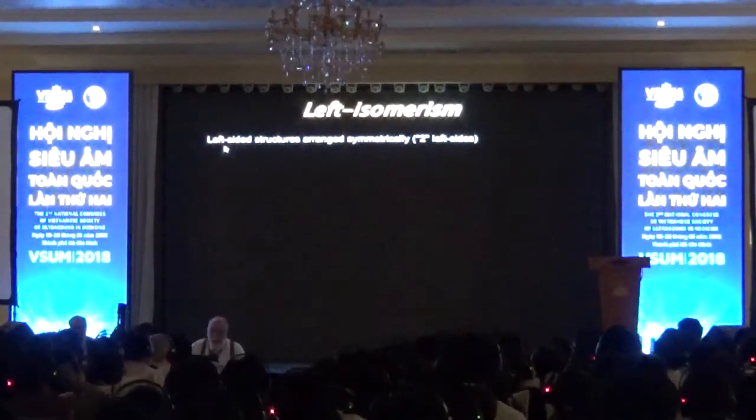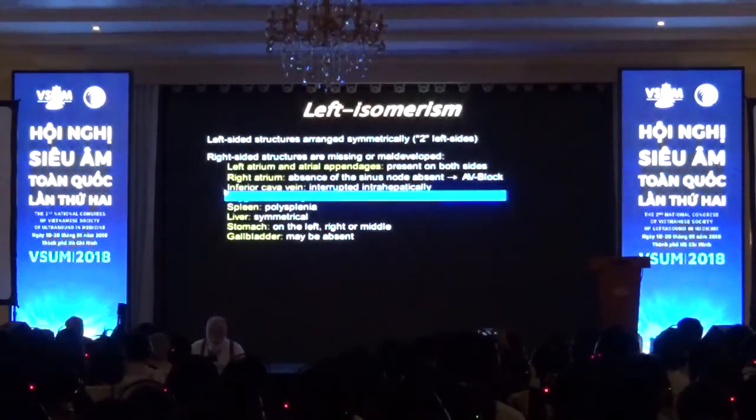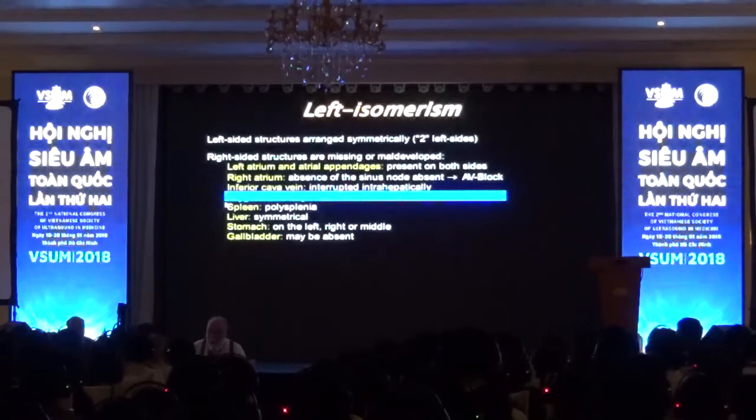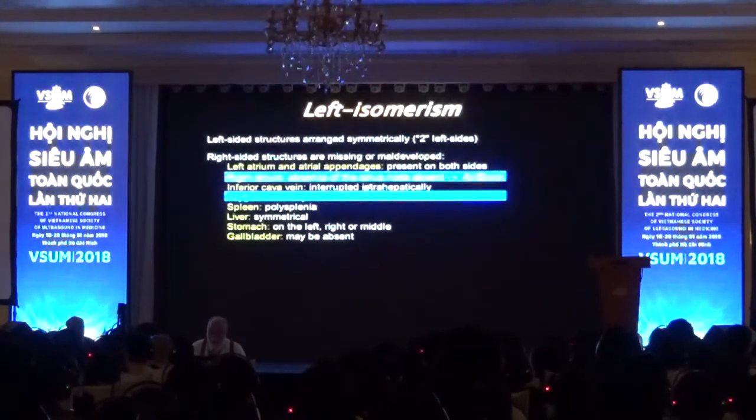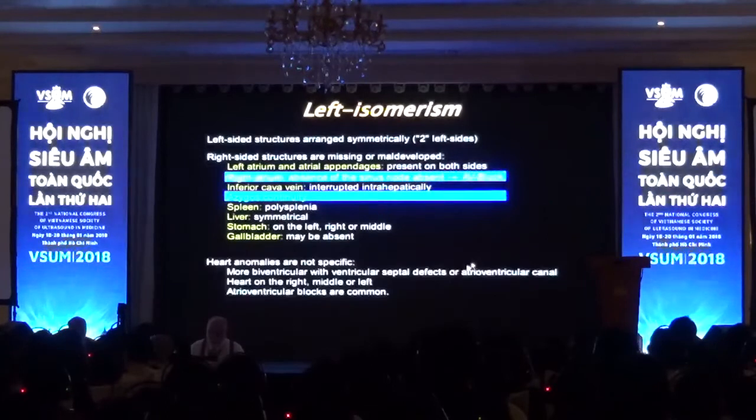And here we have left-sided structure. So the IVC is a right-sided structure. So no right-sided structure, no IVC. You will have IVC interruption with azygous continuation. And you will have absence of the sinus node, and so you will also have a slow heartbeat and influx.